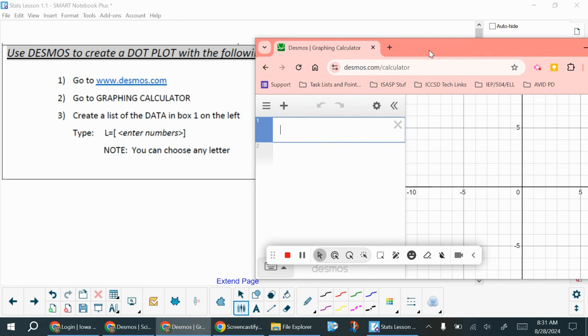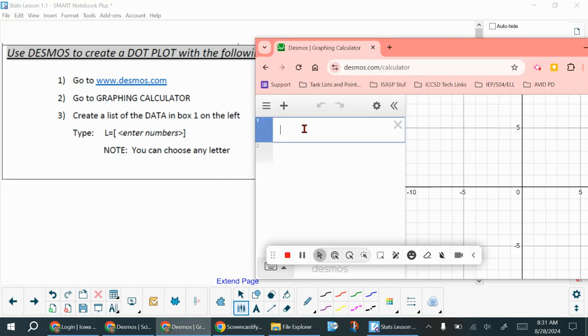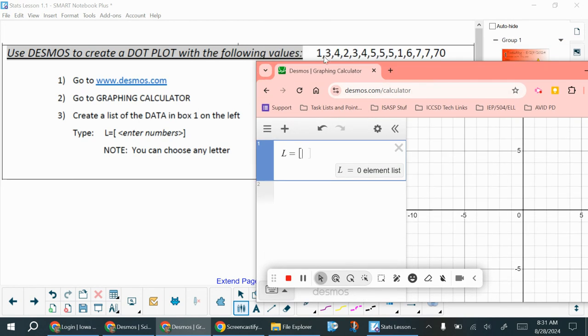We are going to go ahead and use this to create our dot plot for us. We're not going to have to do it ourselves here. So all you have to do, if you see this direction here, is type L equals, and then we're going to use a square bracket. So L equals square bracket is going to make us a list. And I'm just going to type in this list here.